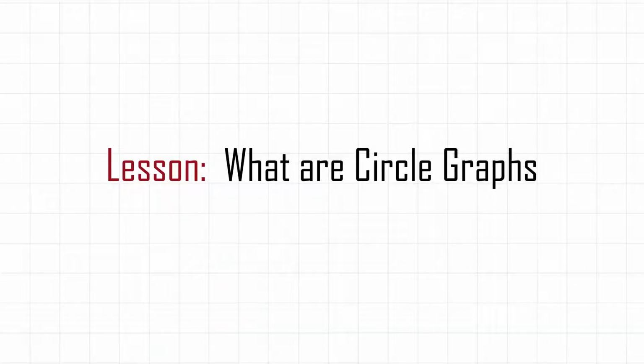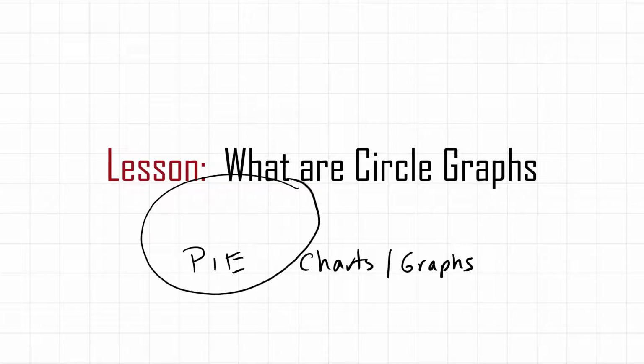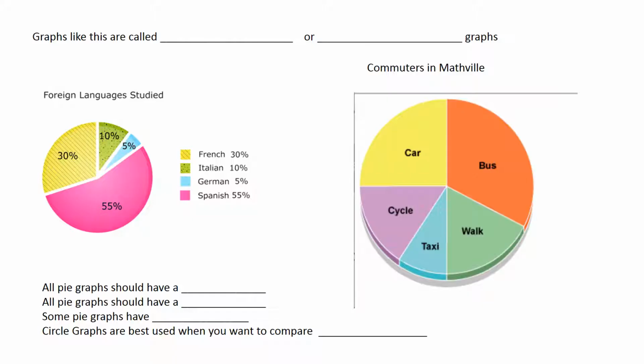Circle graphs actually come with two names. They are sometimes called circle graphs, and the other one is pie charts or graphs. So in this unit or this lesson, these two words are going to be used interchangeably. So as mentioned, charts are called pie graphs or circle graphs. And let's take a look at these two below.